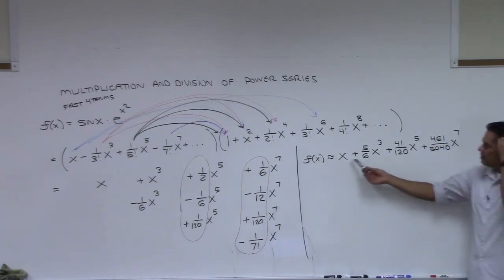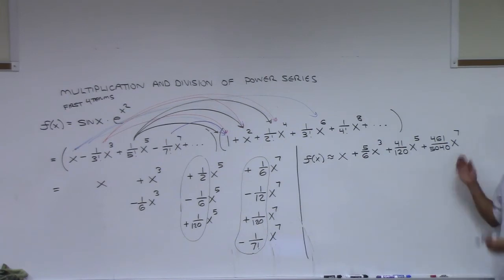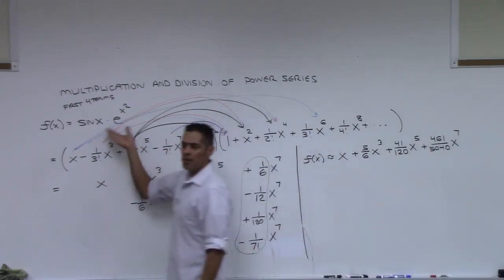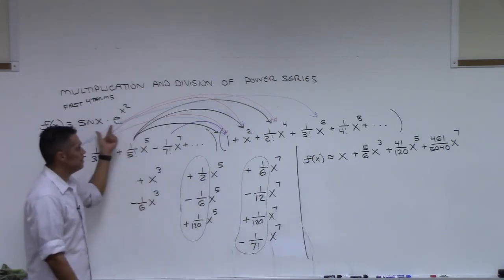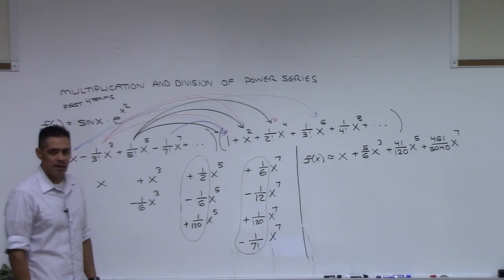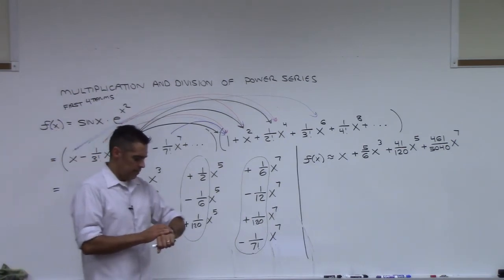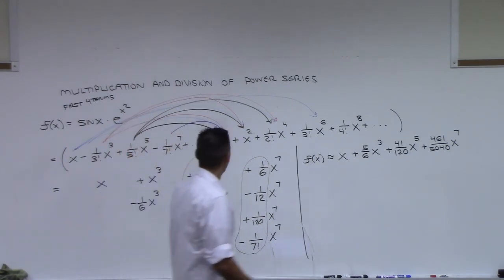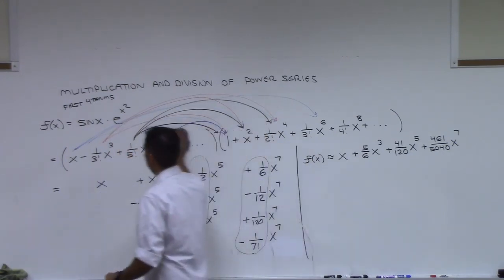So this polynomial right here, this 7th degree polynomial, should be a pretty good approximation of this function. Okay? You all happy with that? Multiplication? That's what you'll want. That's the answer. Yeah, yeah. Okay. So now let's see this in action.